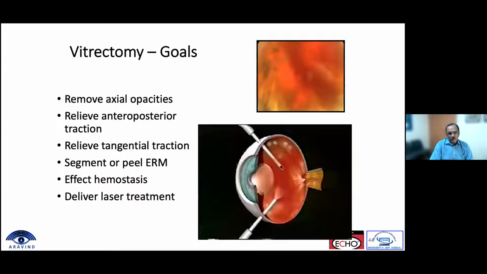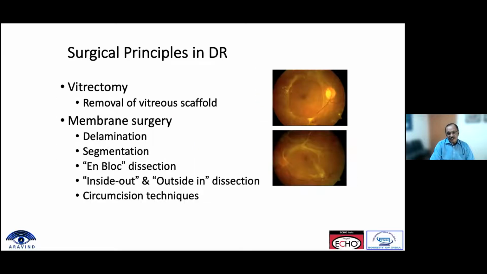So what is the goal of vitrectomy? It is to remove the axial opacities, relieve any anteroposterior traction or tangential traction that may be present, remove or peel membranes, achieve hemostasis, and deliver laser treatment in these patients. So vitrectomy, as I said, removes the vitreous scaffold. We have been typically taught about delamination, segmentation, en bloc dissection.